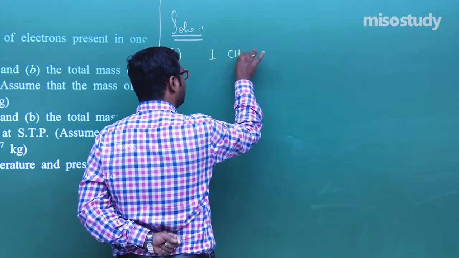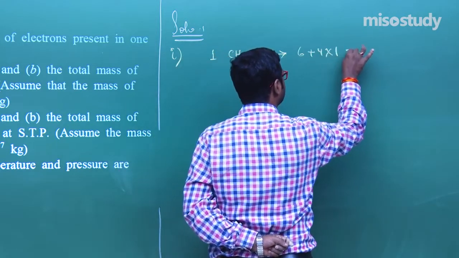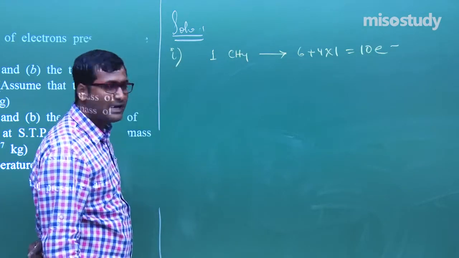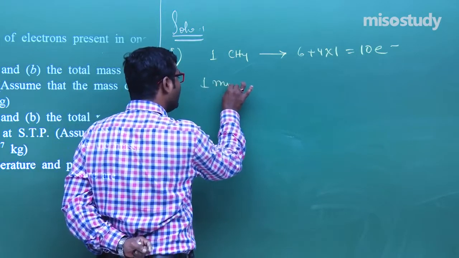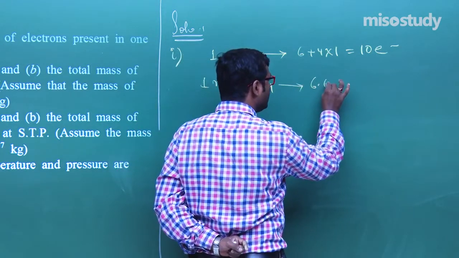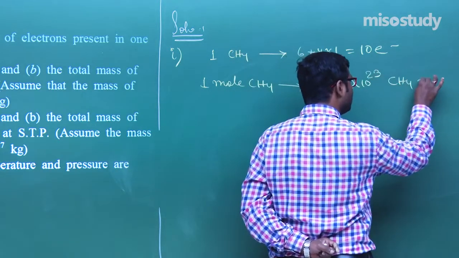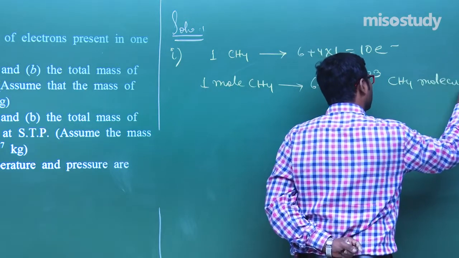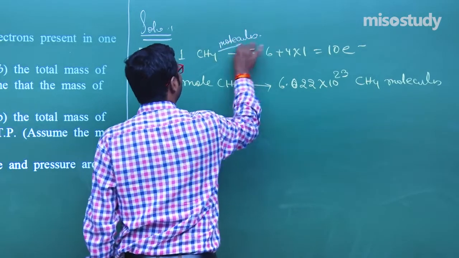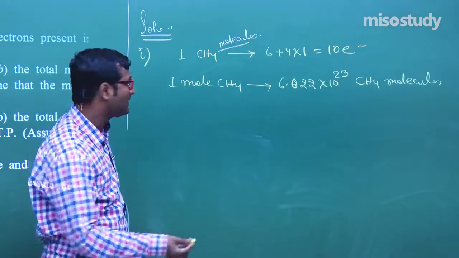1 CH4 contains how many electrons? 6 plus 4 into 1, that is 10 electrons. That is, 1 CH4 molecule contains 10 electrons. 1 mole CH4, as we know, contains 6.022 into 10 to the power 23 CH4 molecules. Clear to you? So if 1 CH4 molecule contains 10 electrons, then 6.022 into 10 to the power 23 CH4 molecules will contain, that is the question.